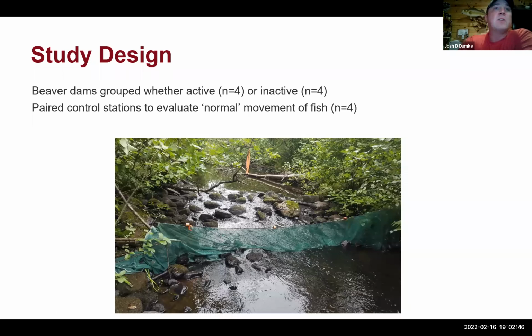And we also had paired control stations to evaluate normal movement of fish. And that's what this image is showing you. This is a riffle in the middle of 2 electrofishing stations. And when we did our electrofishing, we would put up block nets up and downstream to create a closed population of fish. And so if we went in and shocked fish above and below that riffle, gave them unique marks, and came back and shocked them again, we could tell if fish passed that riffle. Next.